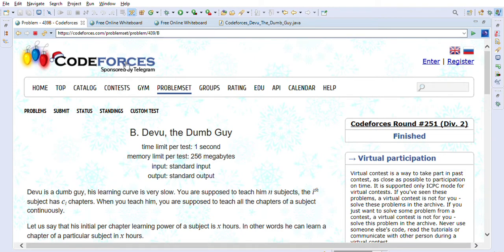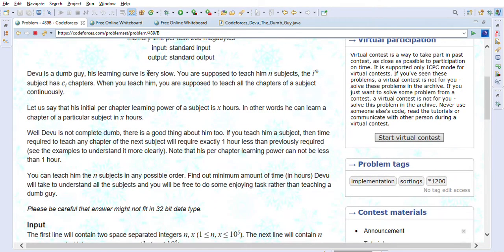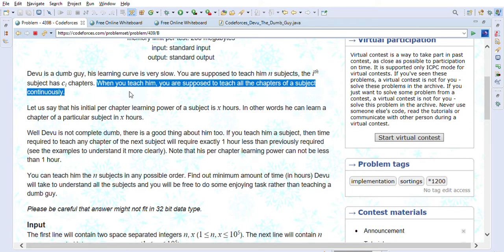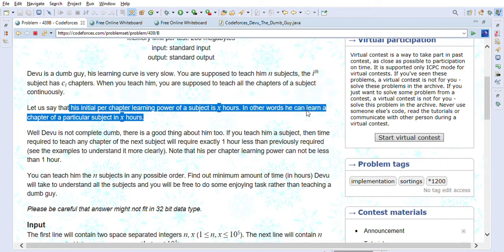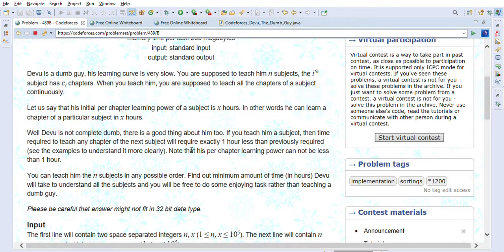So let's look into the Codeforces Devu the dumb guy problem. Devu is a dumb guy. His learning curve is very slow. You are supposed to teach him n subjects. The ith subject has Ci chapters. When you teach him, you are supposed to teach all the chapters of a subject continuously. Let us say that his initial per chapter learning power of a subject is X hours. In other words, he can learn a chapter of a particular subject in X hours.